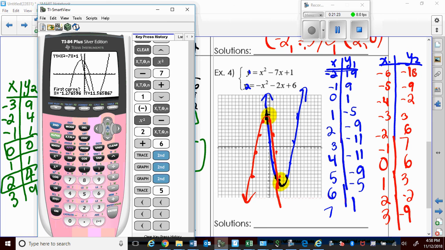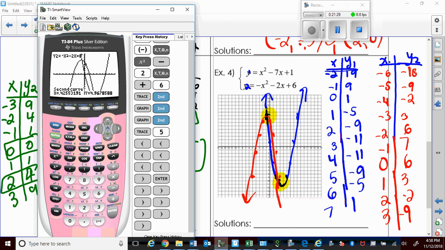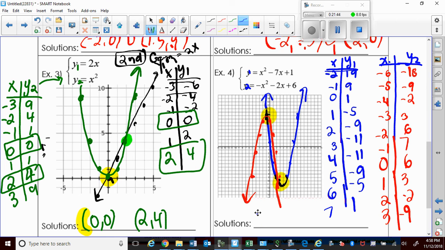We're going to go to the first curve here. We're going to press enter to the left of that intersection, and then we're going to move to the right of it. Press enter again, and we get 0.76 or 0.77, comma 6.95. So 0.77, comma 6.95. That's my first intersection.